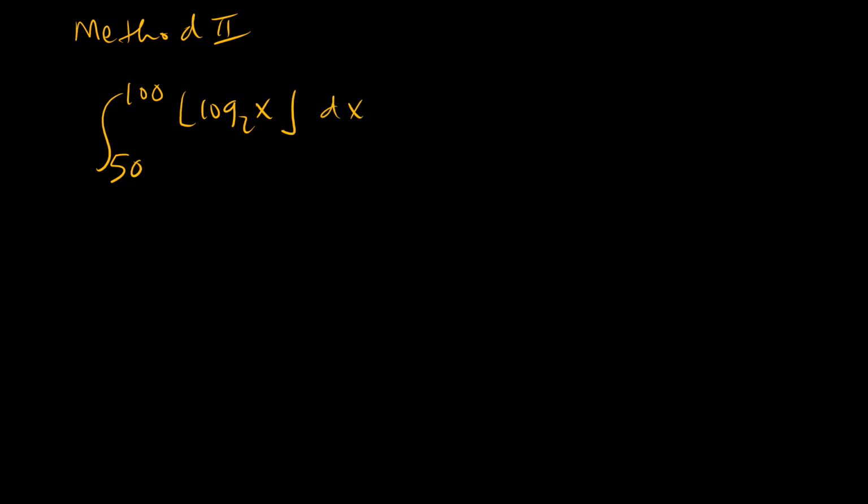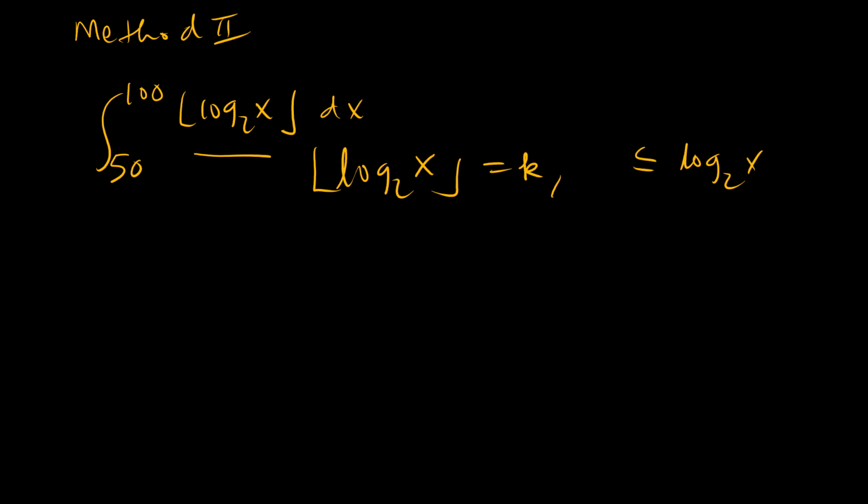For a much longer format, we can say method 2. We say that the integral from x equals 50 to x equals 100 of the floor function of log to the base 2 of x can be looked at in such a way that the floor of log to the base 2 of x is equal to k when log to the base 2 of x is greater than or equal to k and less than k plus 1, such that x is between 2 to the power k and 2 to the power k plus 1 in that region.